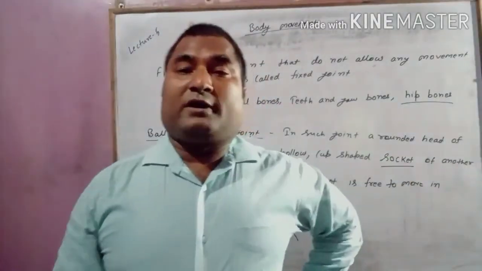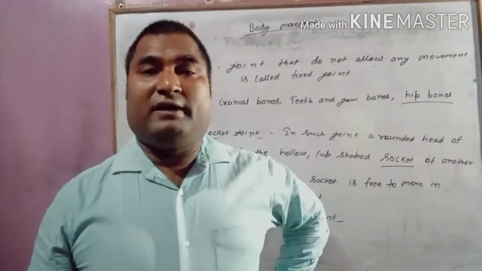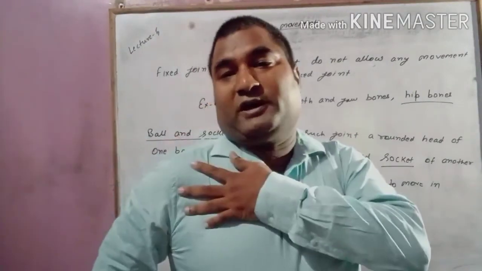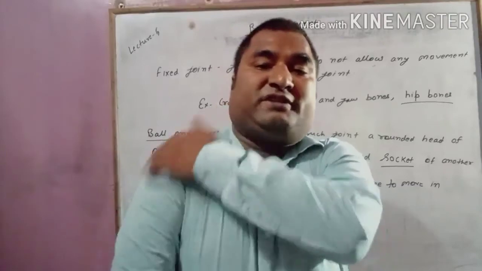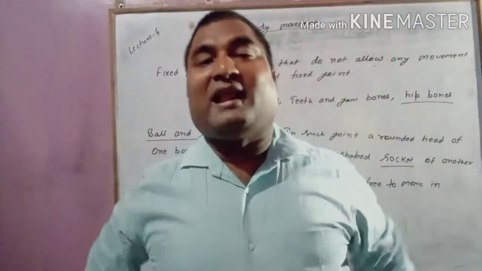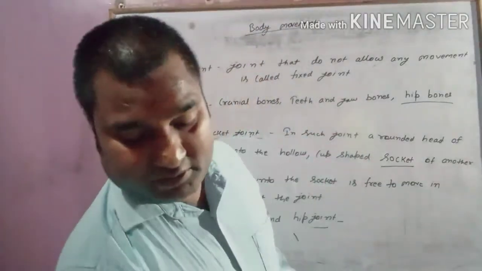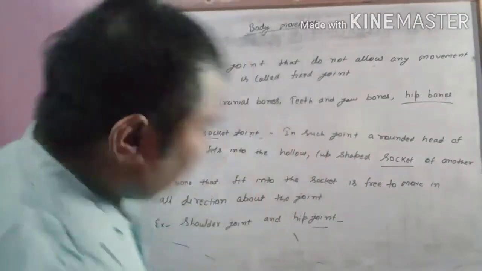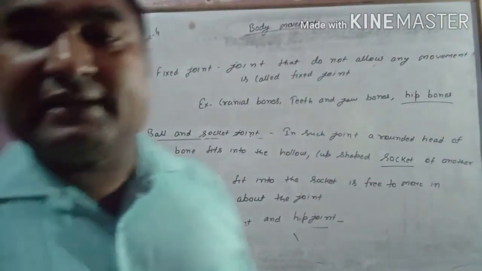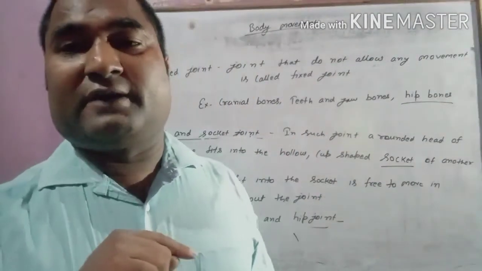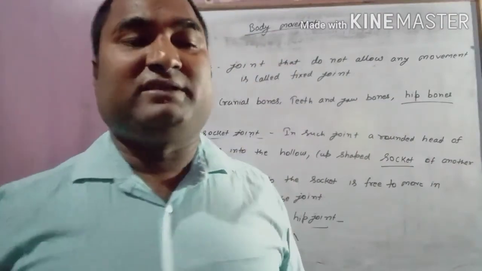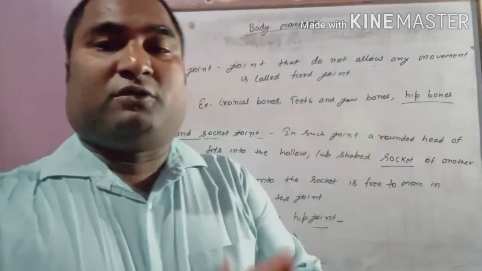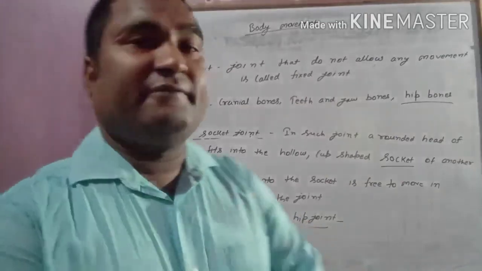The ball and socket joint is found in the joint between the shoulder blade and the arm. This is called the shoulder joint. Likewise, this is called the hip joint. These two activities, one for ball and socket and one for movement, I will send you the photo. You all see that, and if anyone still has any problem, you can ask.